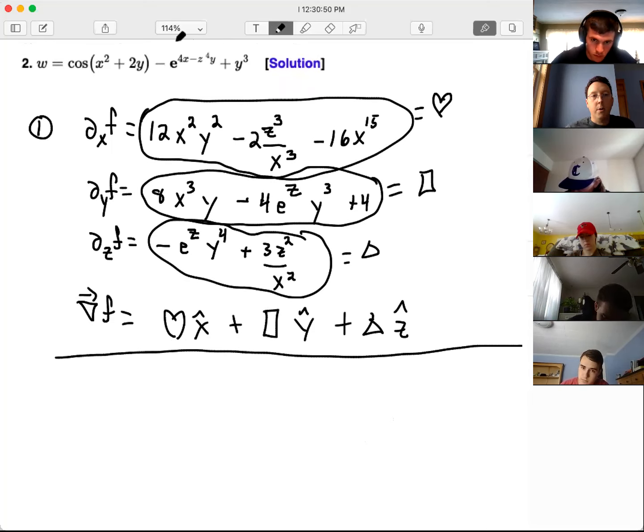So let's work out all the partial derivatives on w of x, y, and z, and then write down the gradient. Take a second and work that out.